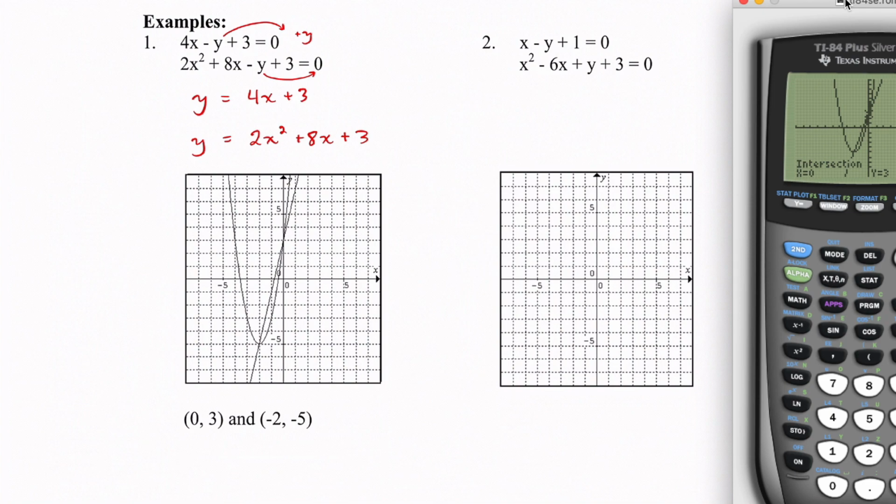Just pause the video. So again, though, with this one, we are going to move the y over so that it's by itself on the one side. So with that one, we're going to get y equals, and then there's just an x and a +1 on the left side. So we're going to have x plus 1. And then with this one, the y is already positive. So rather than moving it over, I'm going to move everything else over to the other side. And when they move over, they're going to change sign. So I'm going to have y equals, and then the x squared moved over, so it's going to be -x squared. -6x moved over, so it's now +6x, and then +3 moved over, so it's now -3.